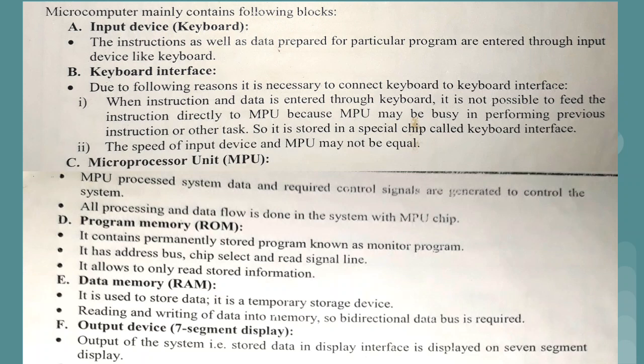Then we have the second type of memory, that is RAM, data memory. This is the kind of memory we use for temporary storage, and we can perform both read and write operations on it. It means we can add new data, delete some data, and read or retrieve the data. The data bus lines are connected to the RAM, and power lines are connected to all the components. So in ROM we have address bus, chip select and read signal line, and in RAM we have data buses connected to perform read as well as write.